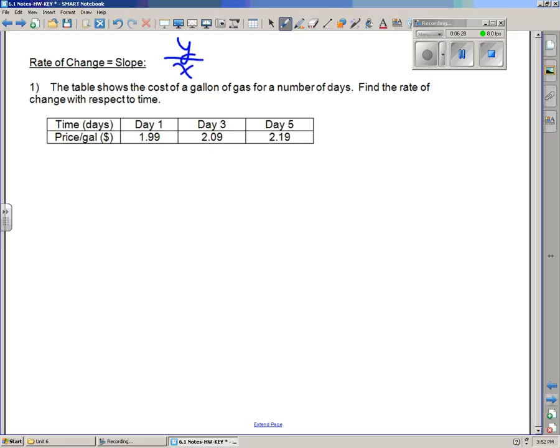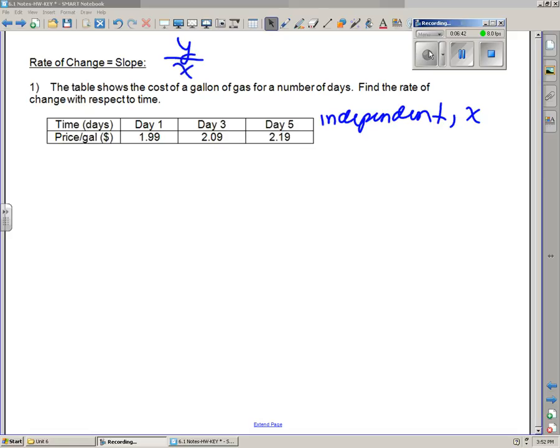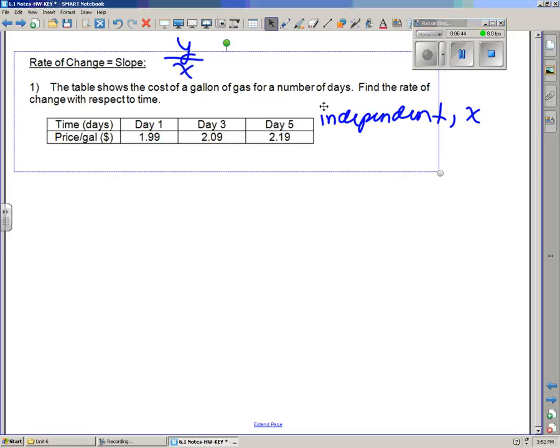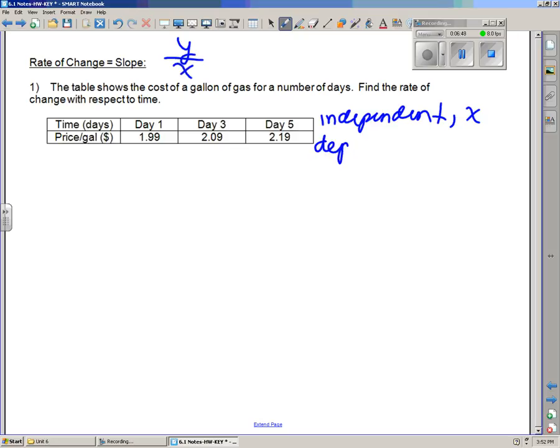Okay, so time is always going to end up being your independent variable. So time is your independent variable, which is always going to be your x value. And then your dependent variable is going to be the price per gallon, which is your y.